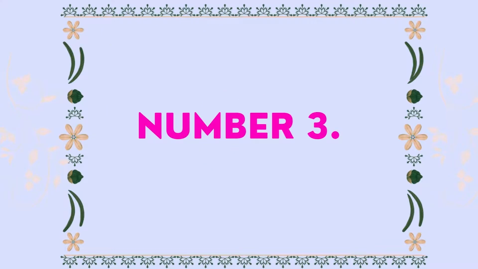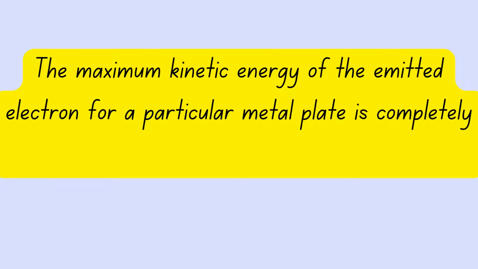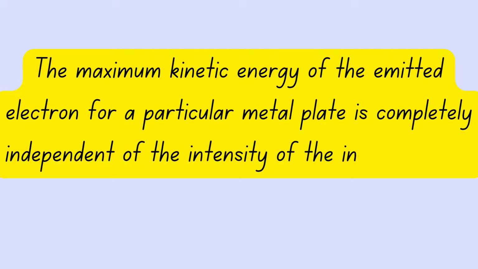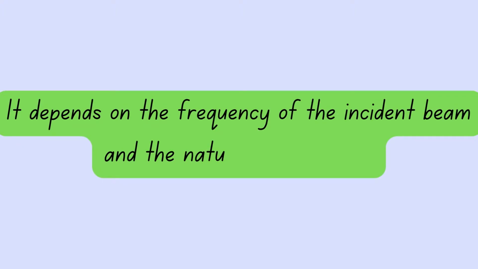Number three: the maximum kinetic energy of the emitted electrons for a particular metal plate is completely independent of the intensity of the incident beam. That means the kinetic energy of the electrons that are ejected from the metal surface is independent of the intensity of the incident beam, but it depends on the frequency of the incident beam and the nature of the metal.